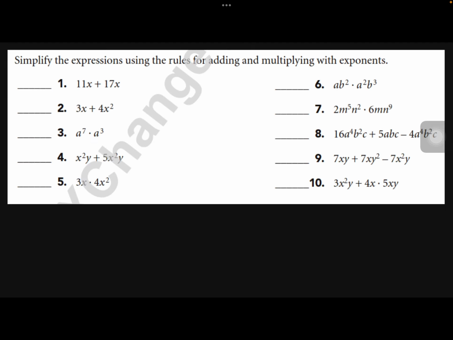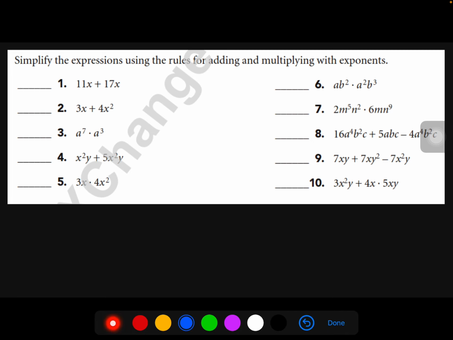These should be familiar, so let's look at some examples. Number 1 isn't really an exponential problem. This is a combining like terms problem. We could say these have an exponent of 1, but we're adding terms, we're not multiplying, so we're not going to work with the exponents. 11 and 17 is 28, and then our x stays the same.